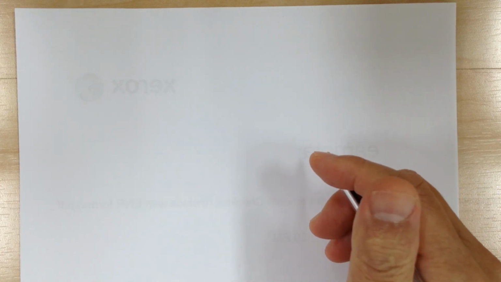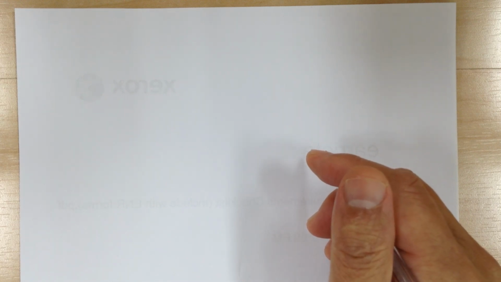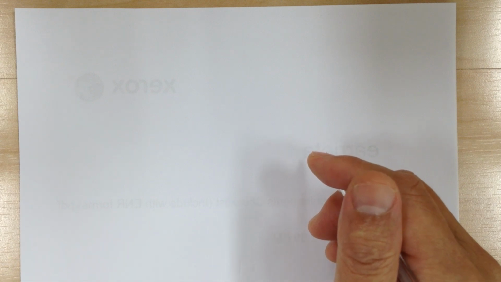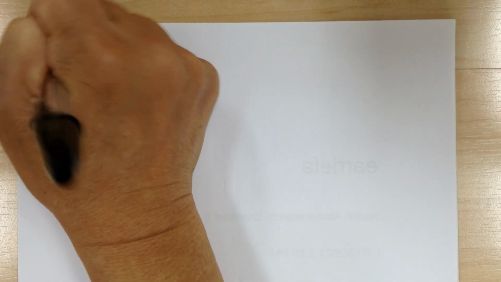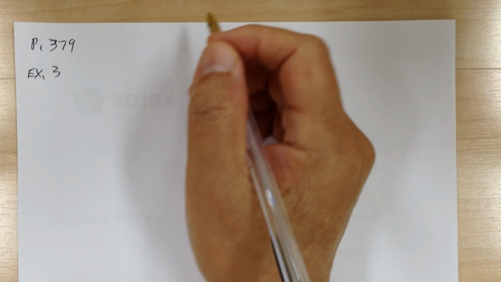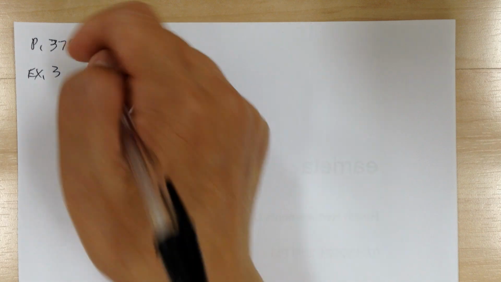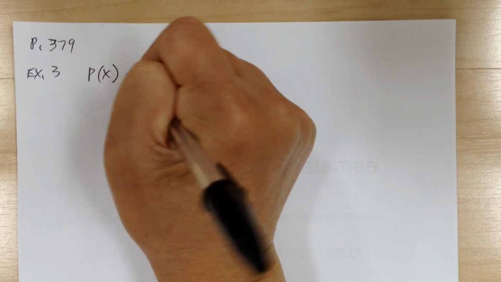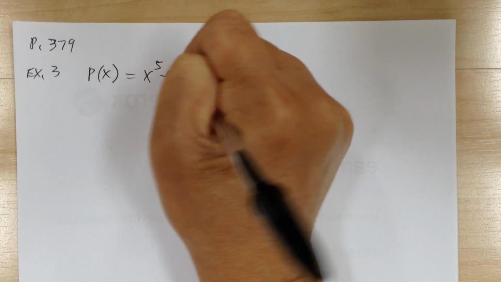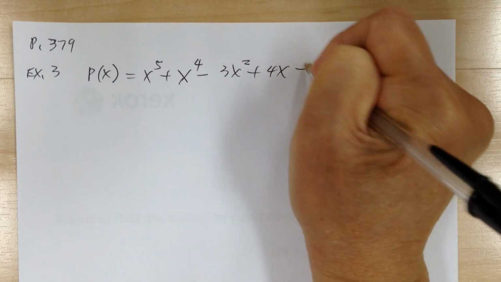Okay, so next one is the Descartes rule of sign. It kind of shows you what kind of possibility of the answers there would be, and the best way to do that is let's go to example 3. It says this is the possibility for the nature of the roots: positive real, negative real, and imaginary for the equation p of x equal to 0, where p of x is equal to x to the 5 plus x to the 4 minus 3x squared plus 4x plus 6.